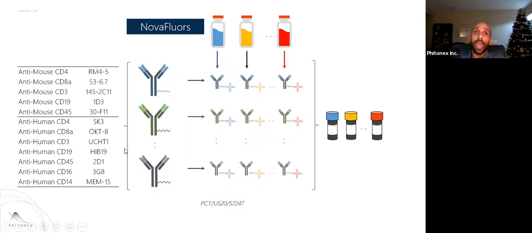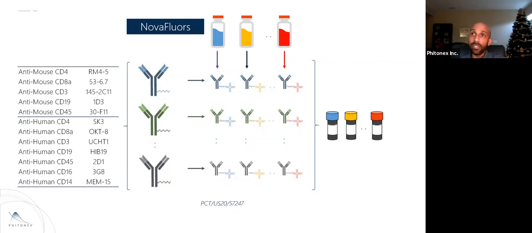So, and if we don't have the antibody that you want, we can always conjugate that. So we do have an antibody printing program. Basically you would send us your antibody and we would put it on the color of your choice, or the NovaFluor of your choice. Our antibody printing program does start at the 500 microgram scale and goes up from there.